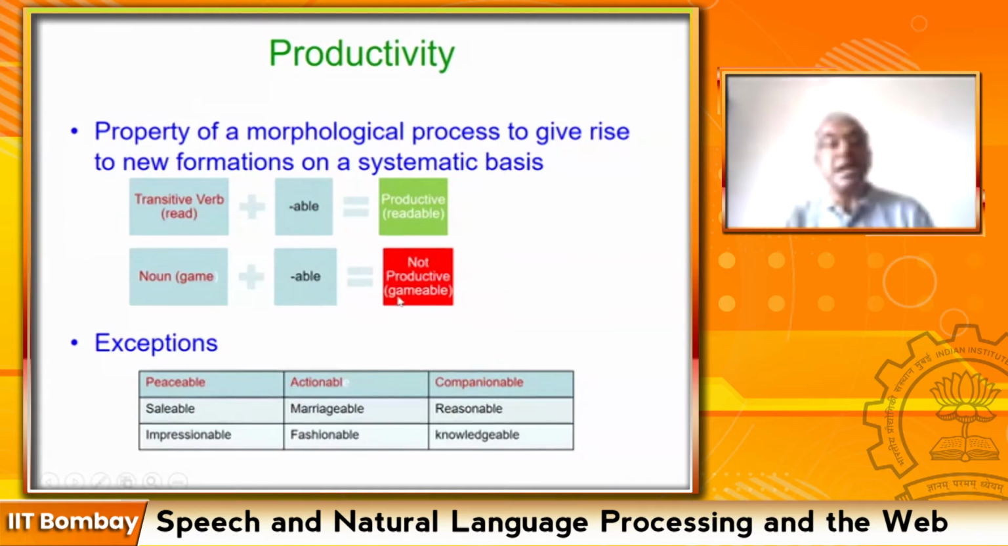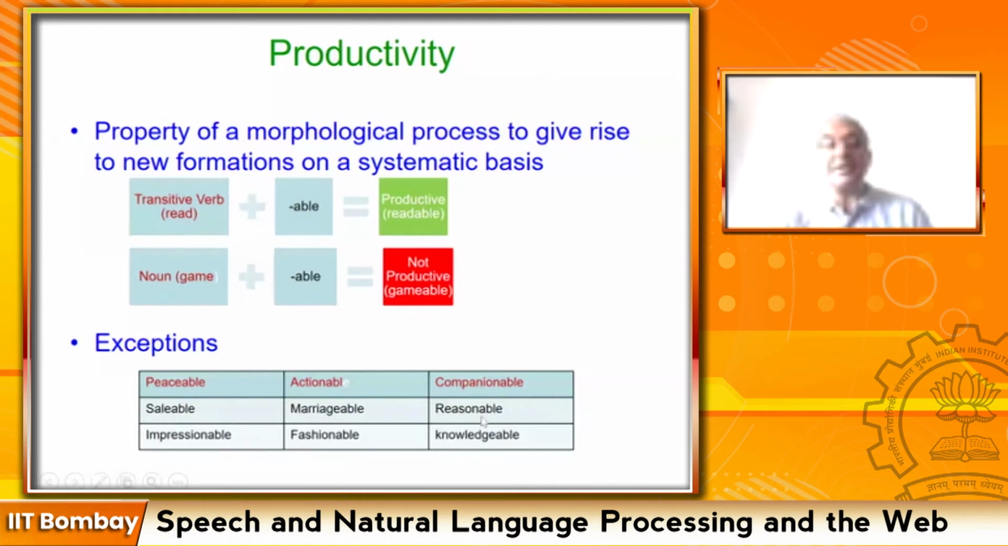But "gameable" is not a valid word of the English language, though people might loosely use the word. So "able" doesn't get attached to everything. We have already seen the false steps in the case of "lily", for example. You cannot break it up into "li" and "li" because "li" is not a valid word of the language. But you can have exceptions also.